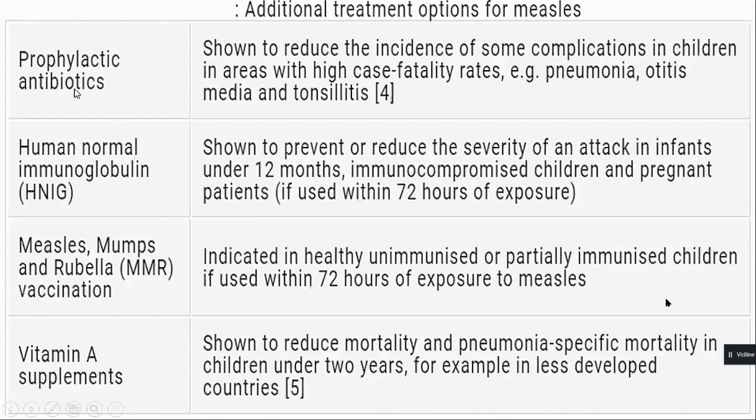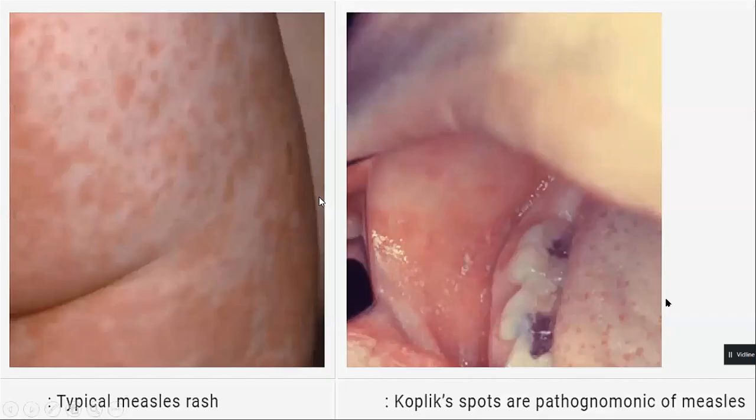Prophylactic antibiotic. So here shown to reduce incidence of some complications in children in areas with high case fatality rates. So in this patient, it can protect from pneumonia, otitis media, and tonsillitis. Okay, so why prophylactic antibiotic, guys? What is the causative organism?